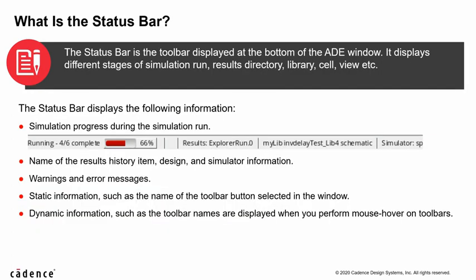At the bottom of the ADE Explorer window, you can see your simulation status. It displays warning and error messages, also static information such as the name of the toolbar button selected in the window, and dynamic information such as the toolbar names displayed when you hover your mouse over the toolbars.